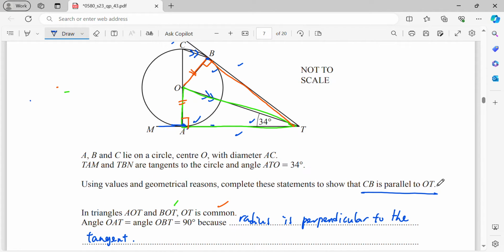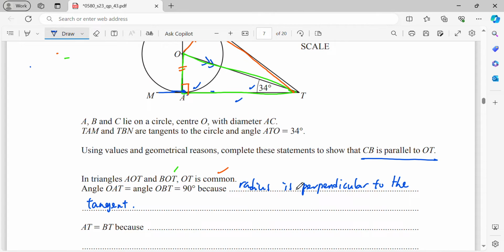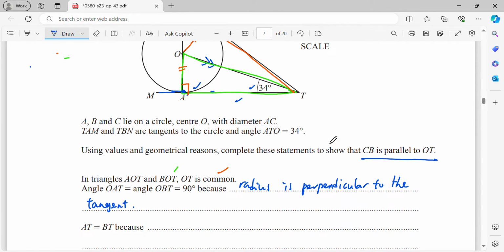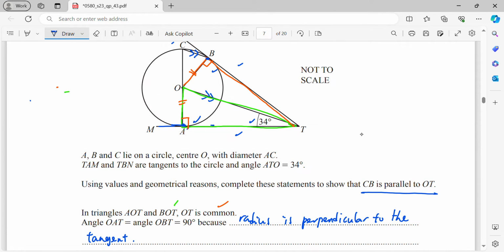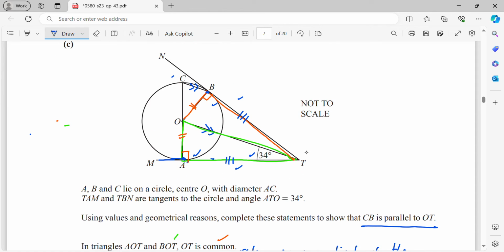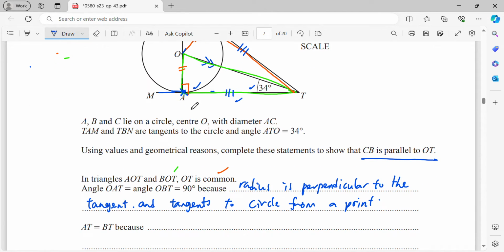Now AT, because the radius is perpendicular to the tangent, AT equals BT. So from here I will say the radius is perpendicular to the tangent, and then the tangents to the circle from a point. So the point is basically, see, tangents to a circle from a point. That means you are explaining the OA and OB, the A and B. So now AT equals BT.